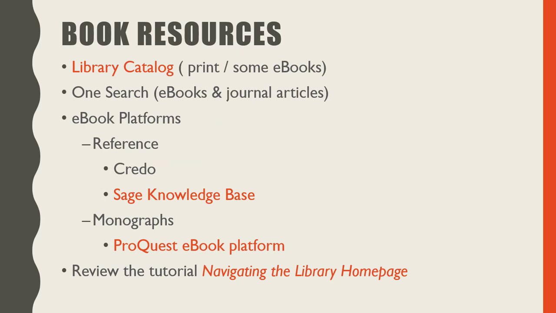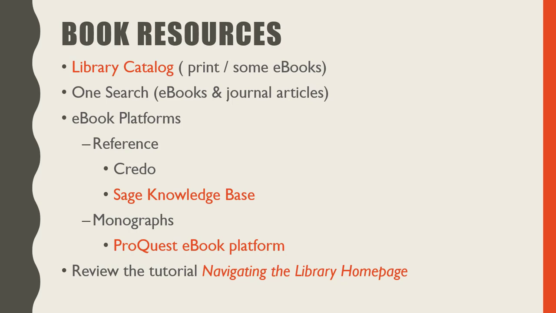Where do we find these book resources? Well, we can find print books and some ebooks in the library catalog. We can also find them using OneSearch, which is what we call a federated search that searches across all of our subscription databases. And we have both ebooks and journal articles in OneSearch. But you can also look for ebooks directly on an ebook platform.